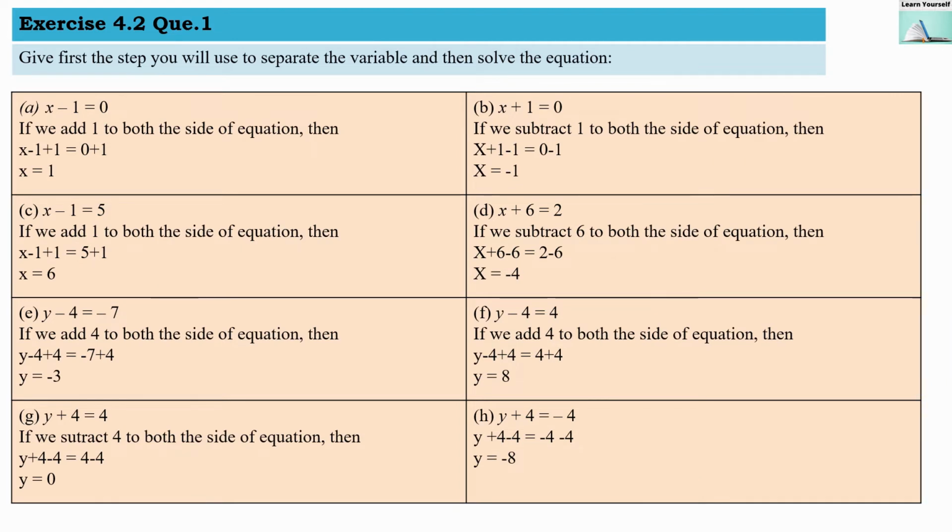Now this is the pattern. With this pattern we have to write in our notebook a statement of what operation we are going to do on the equation. That if we add 1 to both sides of the equation, then what will happen? Then we got this step, and after that we have solved this and we got x equals to 1. So this is how you can write it in your notebook.